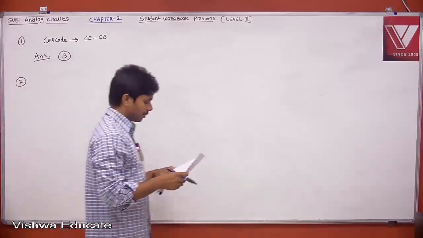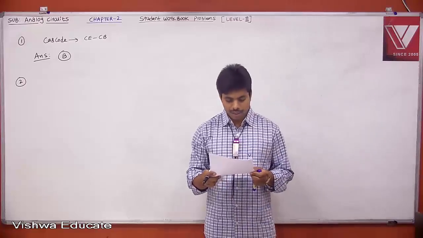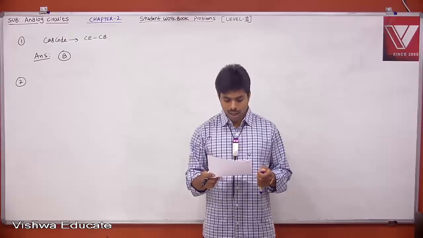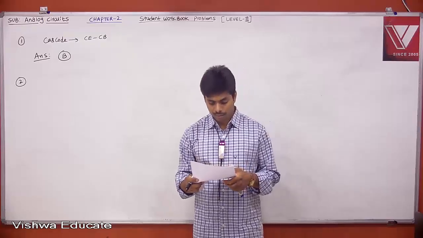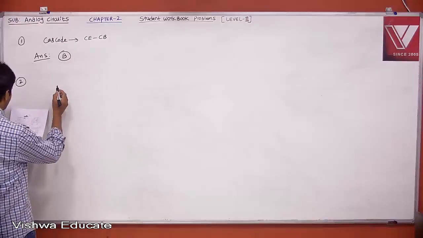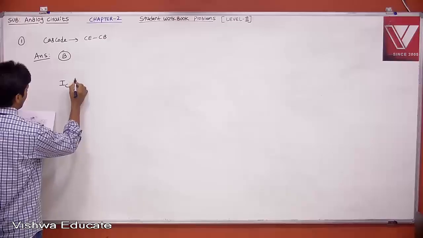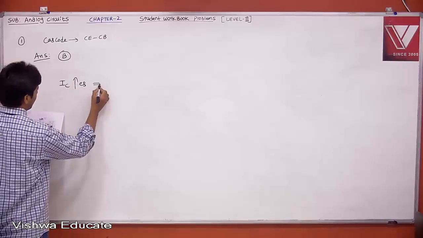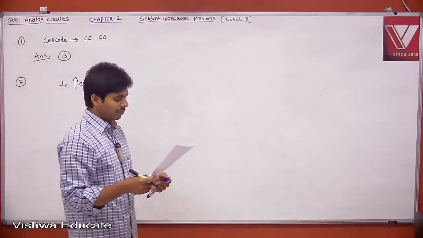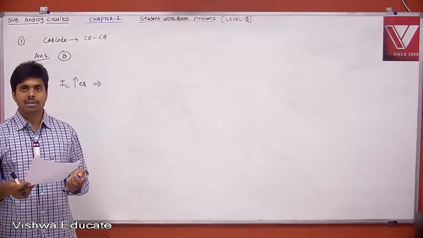Second problem. The quiescent collector current IC of a transistor is increased by changing resistances. As a result, what is it saying? If you take any circuit saying that your IC is increased, when IC increases, then what will happen? GM will not be affected, GM will increase, GM will decrease, GM will increase or decrease depending upon bias stability.